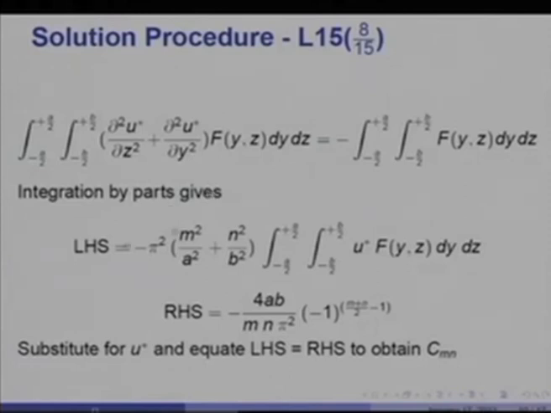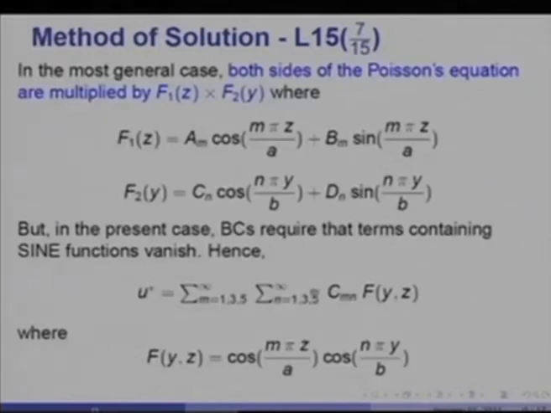Integration by parts would give the left hand side equal to minus pi squared times m squared by a squared plus n squared by b squared, integrated from minus a by 2 to plus a by 2 and minus b by 2 to plus b by 2, of u star f(y,z) dy dz. Simply these terms are reduced to that multiplied by u star into f(y,z). The right hand side, on the other hand, would give you minus 4 a b over m n pi square times minus 1 raised to (m plus n) by 2 minus 1. So, if you substitute for u star and equate the left and right hand sides, what is u star? U star is simply this.